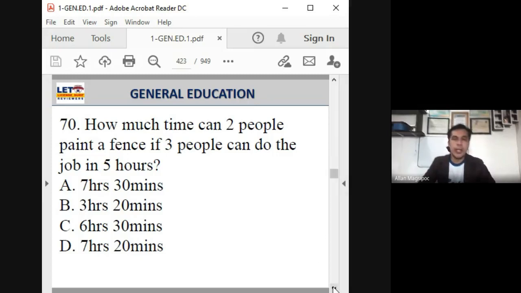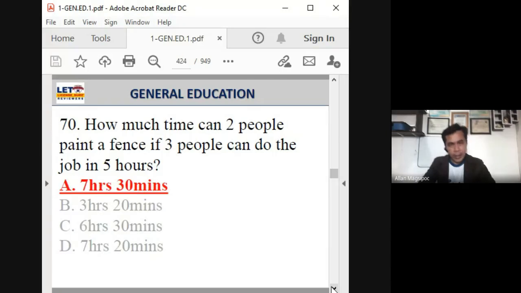All right, correct answer. Thank you for responses. Correct answer for this question is yes, it's letter A. So this is what? Inverse proportion. Di ba? Inverse. Kasi the more people, the lesser time, the lesser people, the more time. Inverse. Increase, decrease, hindi sila increase, increase. So how do we get 7 hours and 30 minutes?